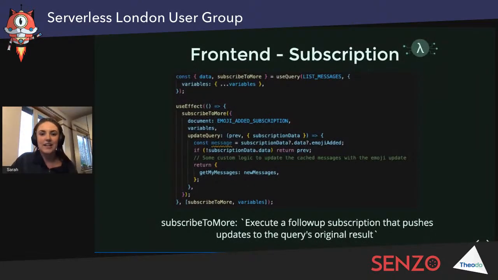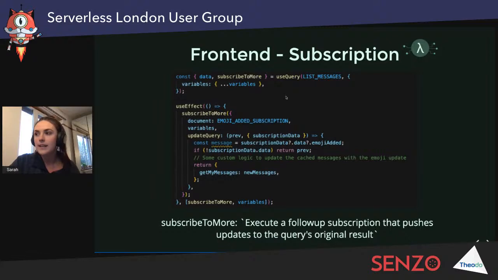And so the last thing to update is we need to make sure that when we do click the emoji, the number goes up. So this is where subscriptions come into play. So we use something called subscribe to more, which is a part of what comes with a use query. So you can see here the definition is to execute a follow-up subscription that pushes updates to the query's original result. So in this case, we have a list of messages. These have come in through a use query of just listing all of that person's messages.